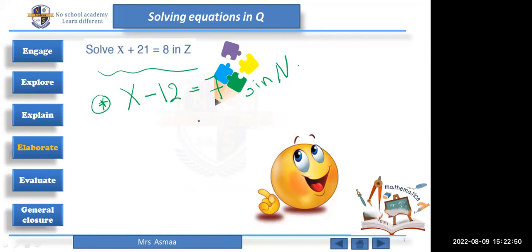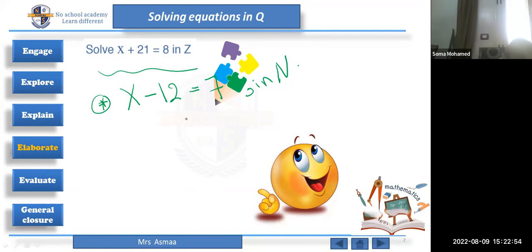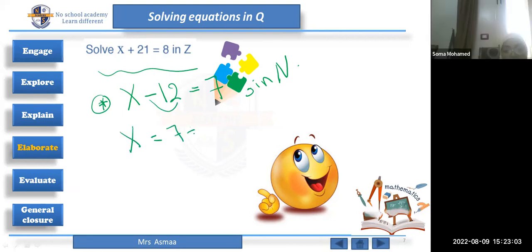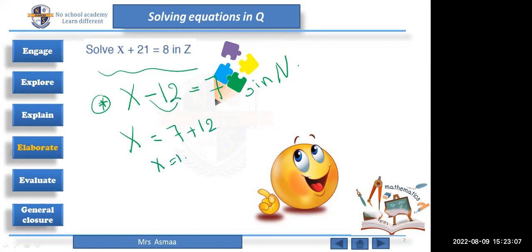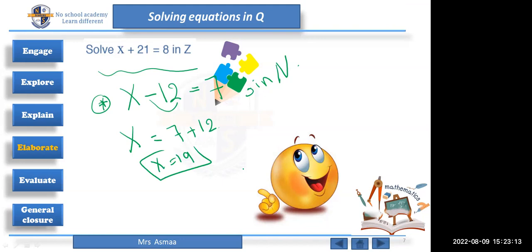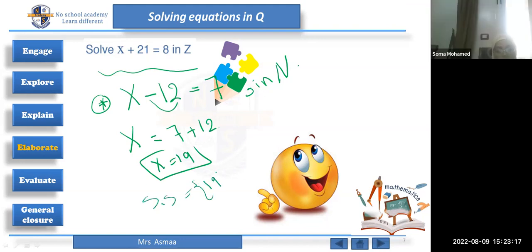What shall I do? I will transfer -12 to the opposite by what, Omar? Plus. Yes, super. So x equals 7 plus 12. Plus 12 equals 19. So the x, 19, is it in N or not? Yes. So the solution set will be equal to {19}.